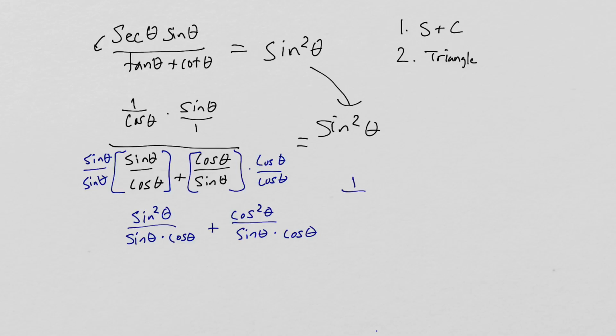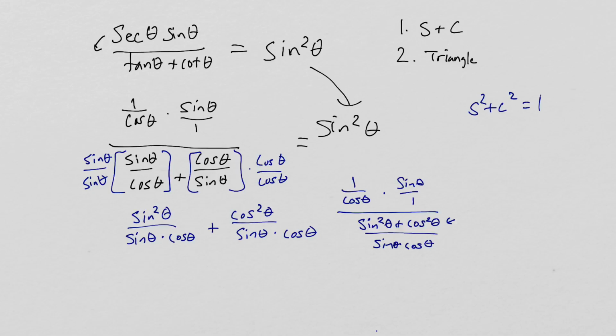So now our entire expression is 1 over cosine times sine over 1, all being divided by sine squared plus cosine squared over sine times cosine. And now we can use our tool number 2, the triangle. We have sine squared plus cosine squared right here, and we know that equals 1. So we're going to make that equal 1. And so now the bottom of this is 1 over sine times cosine. And we'll go ahead and simplify the top now.